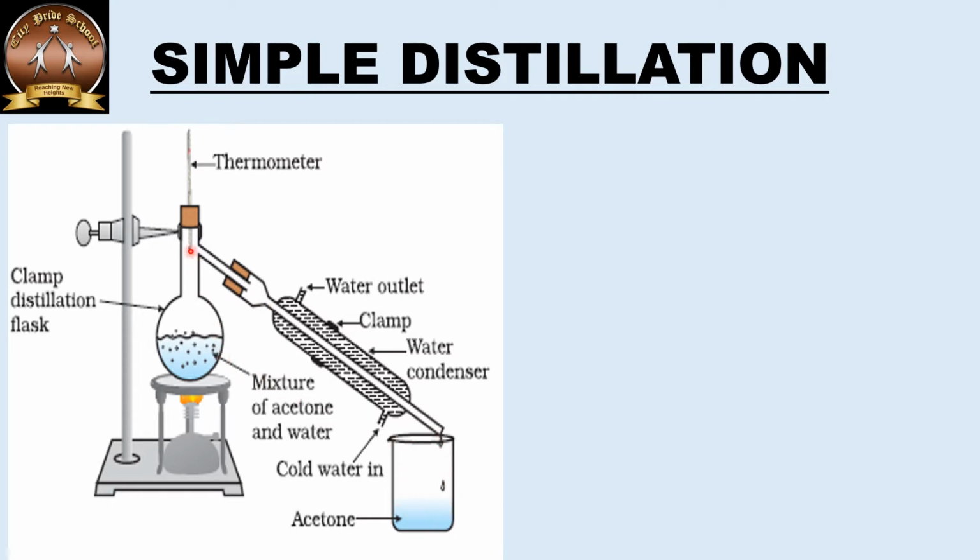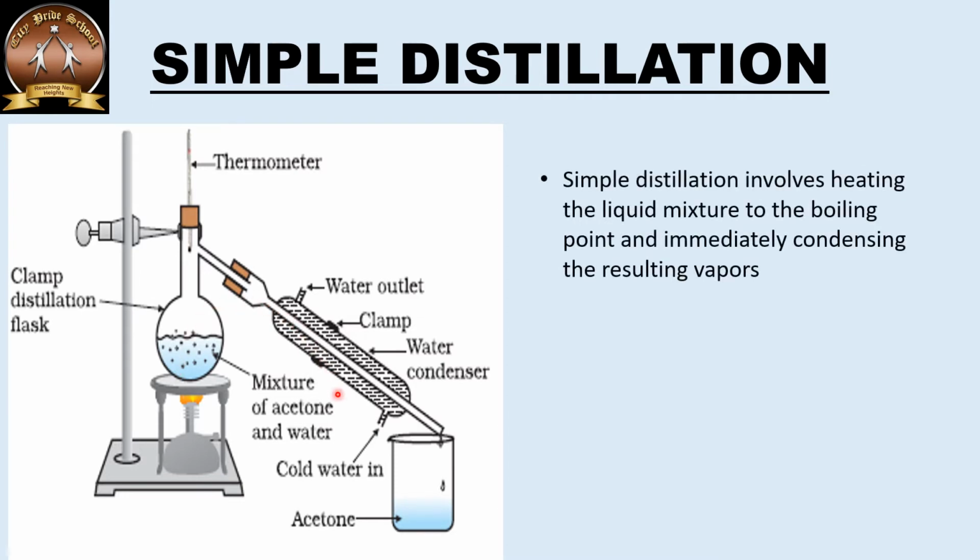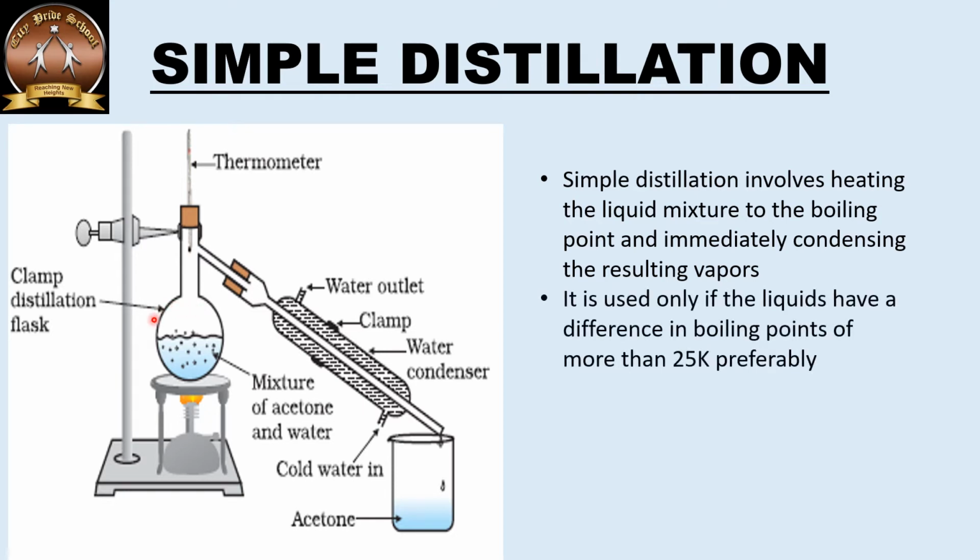Now the temperature will remain constant till all the acetone from this mixture gets collected into this beaker. As soon as the temperature rises, it is an indication that the mixture which was containing acetone and water, we have now separated the acetone completely. That means the indication for the separation of the liquid is the rise in temperature after a steady mark.